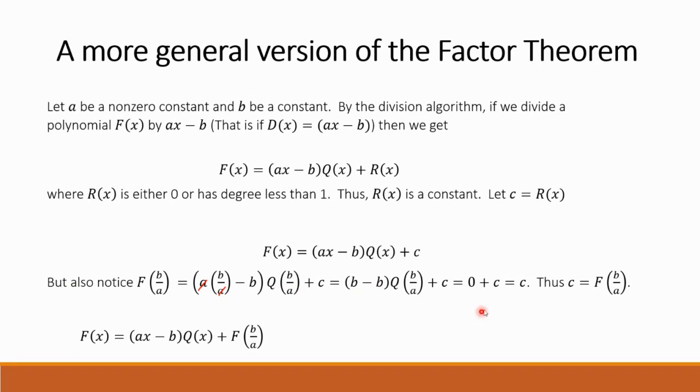Now, what is this telling us? This is telling us altogether that f of b over a is equal to 0 plus c, and so c is f of b over a. That's actually what the constant is. Substituting, we get this, sort of like a general remainder theorem. So that's nice.